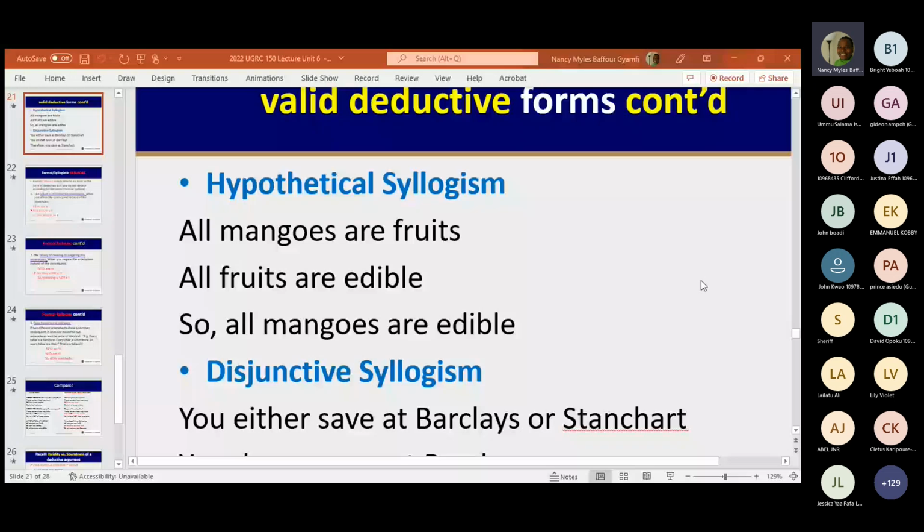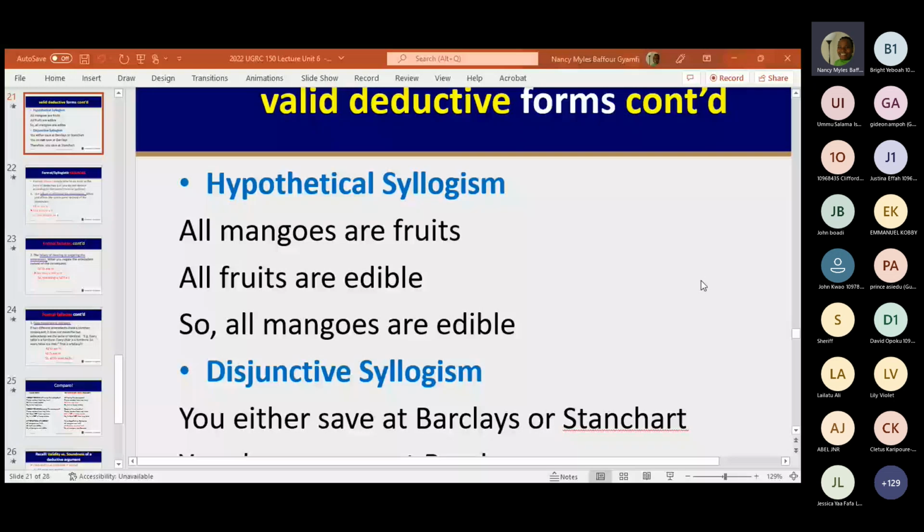All X are Y. All Y are Z. Then it means all X are Z. So all mangoes are fruits. All fruits are edible. Therefore, all mangoes are edible. That's the pattern we've been doing all this while. It's correct and valid. Okay.